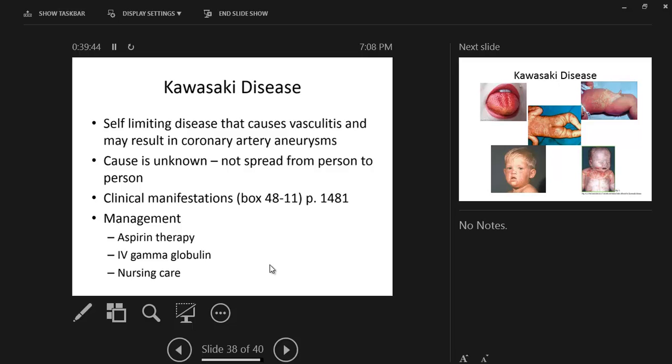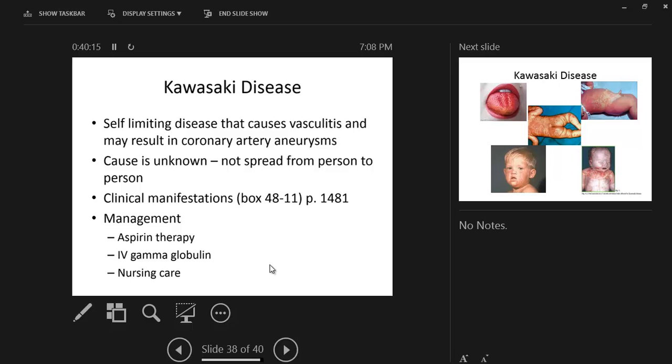I'll show you some pictures on the next page, but they'll have a strawberry tongue. They may have peeling palms, feet, rash, and swollen lymph nodes. And one of the hallmark signs of it is that in spite of any antipyretics given, the fever just doesn't come down. If it's unresponsive to antibiotics and antipyretics, and they have some of these other factors, it almost always ends up being Kawasaki disease. And they say it's pretty rare. You might see 3 kids in a year that will have it.